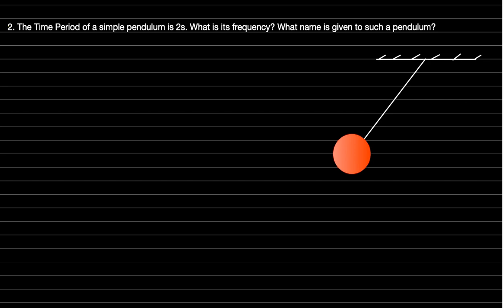Getting into the next question, the time period of a simple pendulum is 2 seconds. So the time period is given as 2 seconds. What is its frequency? We need to find the frequency. And another question is, what name is given to such a pendulum? Now if time period is equal to 2 seconds, that means suppose our bob is on the left side, it goes to the right side and then comes back to the left side in 2 seconds. So the time taken for it to go from one end to another end will be 1 second.